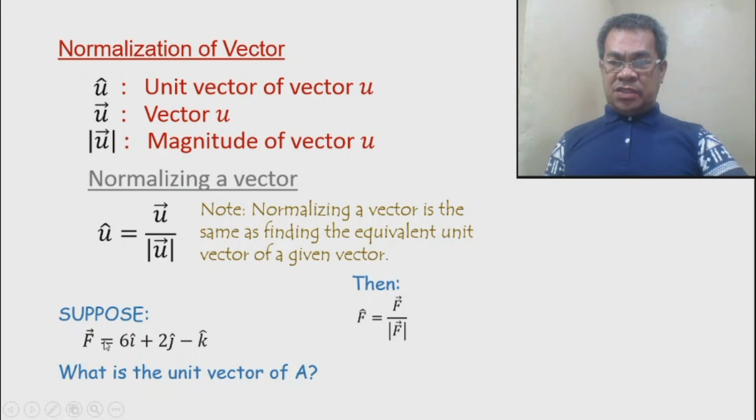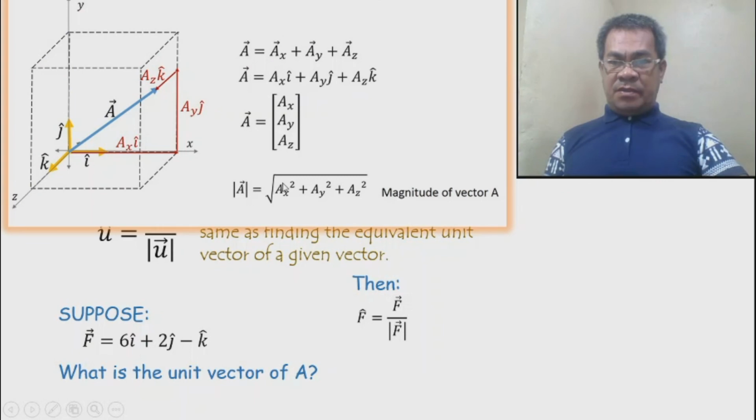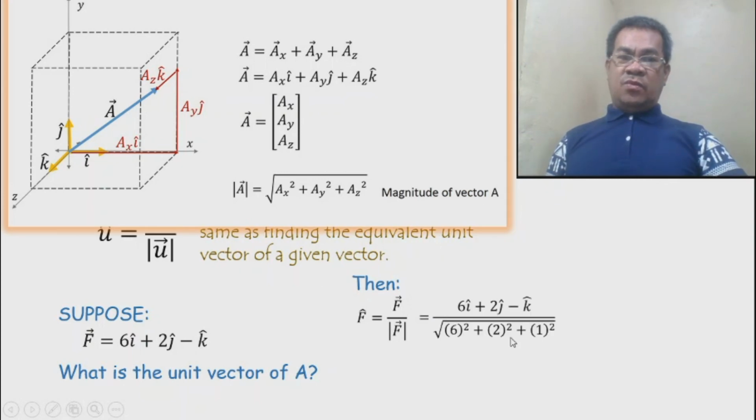So, what is the magnitude of vector F? Recall our previous slide: the magnitude of A is the square root of A_x squared plus A_y squared plus A_z squared. So in this case, the magnitude of F should be the square root of 6 squared plus 2 squared, plus the z component. Without the coefficient shown here, it is understood to be 1, so you have to square the 1. The numerator is the vector F, and the denominator is the magnitude. The magnitude uses this formula.